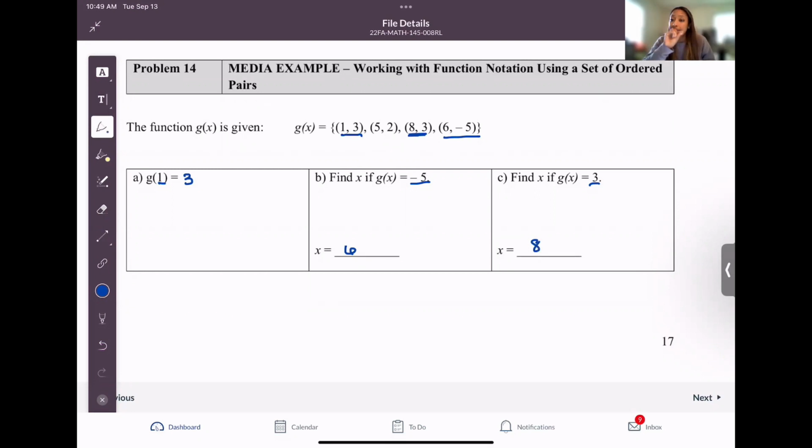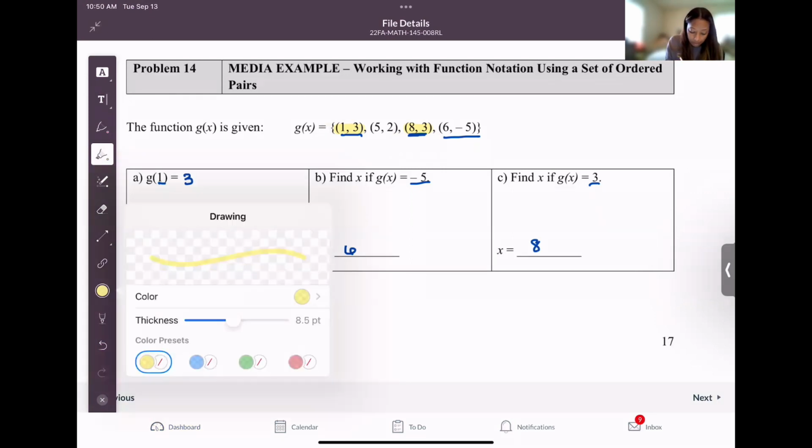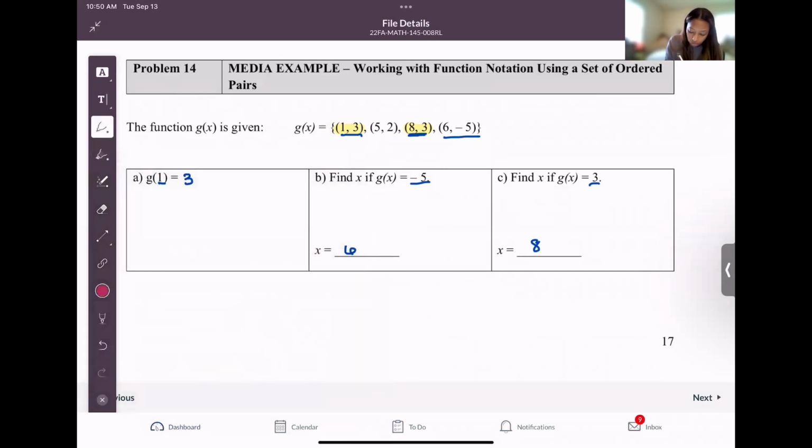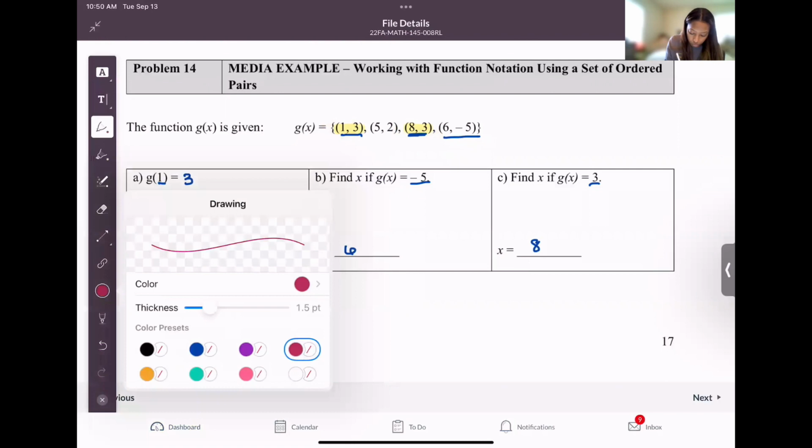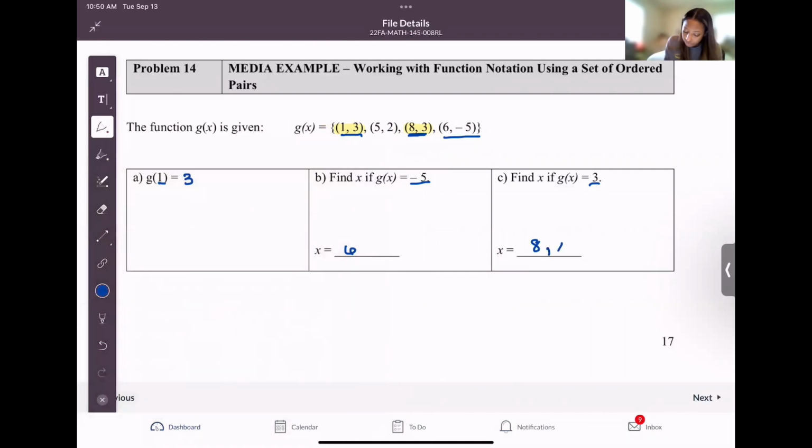When you're plugging in an x value, yes, you can only have one y value. But when you're going the other way, when you're given a y value, it can match with more than one x, which is what we see here. Let me highlight this in a different color. Boom and boom. For this one, when x is equal to 1, we also get an output of 3. So yes, 1 would also be an answer. This can have 2 answers, 8 and 1.